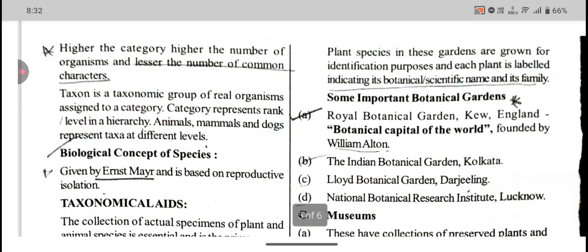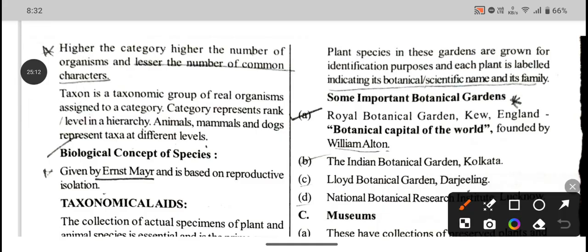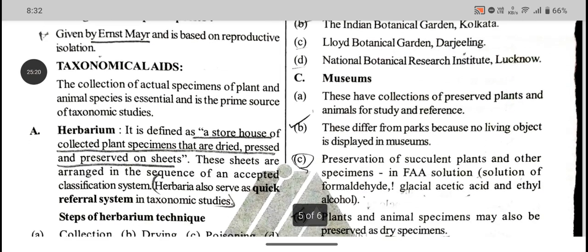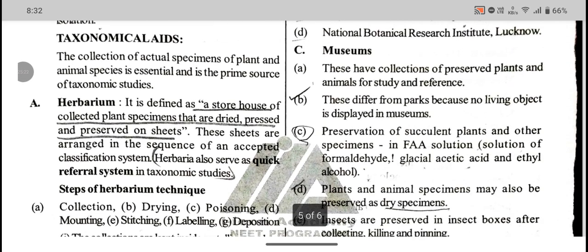So higher the category, higher the number of organisms and lesser the number of common characters. This is the key point to remember. The biological concept of species was given by Ernst Mayr and is based upon reproductive isolation. So there are some taxonomic aids for this study.